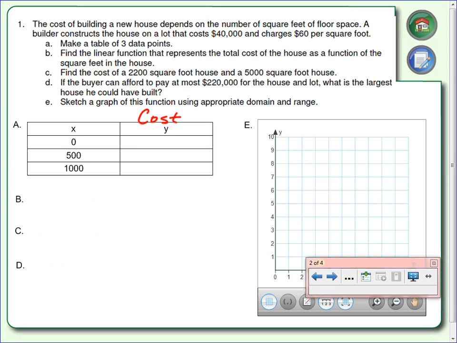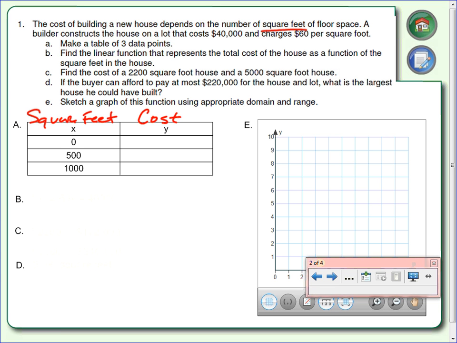Well, remember, it says the cost of building this new house depends on something. And what does it depend on? The number of square feet. So that's what the X's are going to represent. They're going to represent the number of square feet. So again, Y represents the cost. X represents how many square feet the house is.